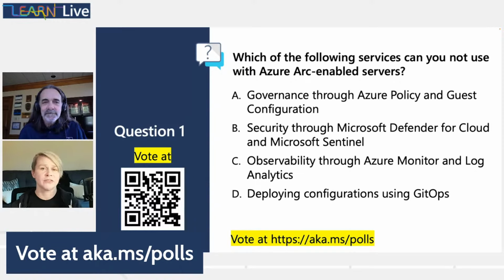Which of the following services can you not use with Azure Arc-enabled servers? Governance through Azure Policy and Guest Config. We know it can do that. Security through Microsoft Defender for Cloud and Sentinel. We know it can do that. Observability through Azure Monitor and Log Analytics. We talked about all three of these things. But D, deploy configurations using GitOps. Isn't that more of a Kubernetes thing? Yeah. We didn't even talk about that today.